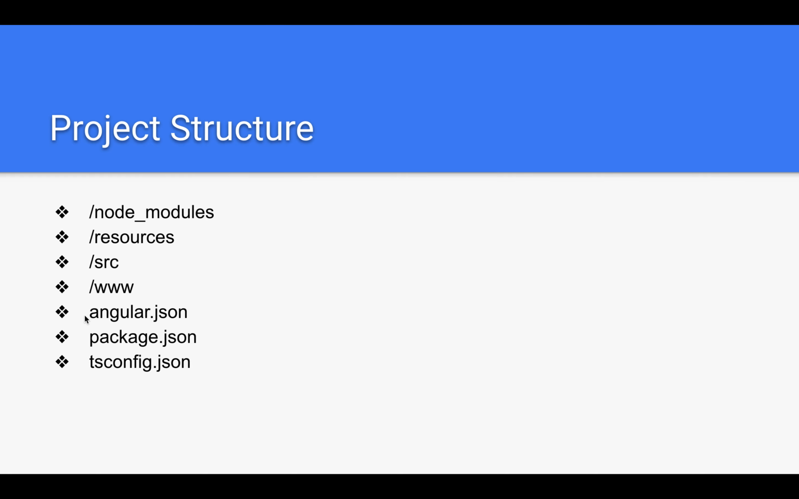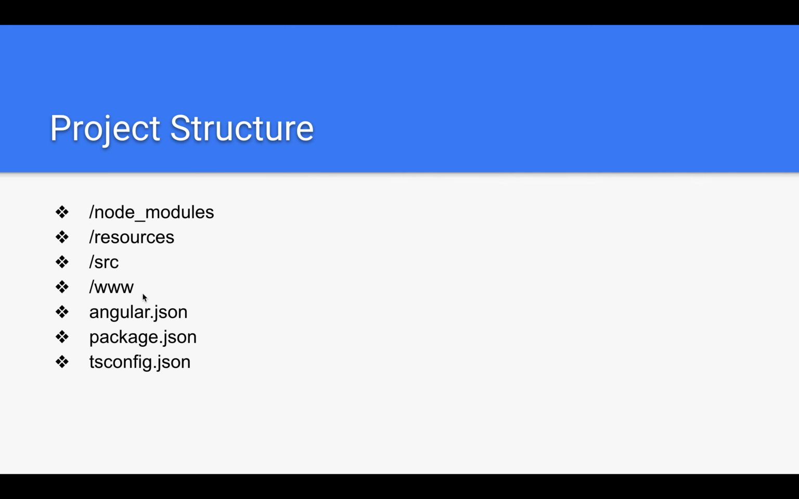Next one is the www folder. This folder contains all the compiled files. Whenever you are using Ionic server, your code is compiled, right? Whatever code is compiled, all the compiled files will be stored inside this www folder.